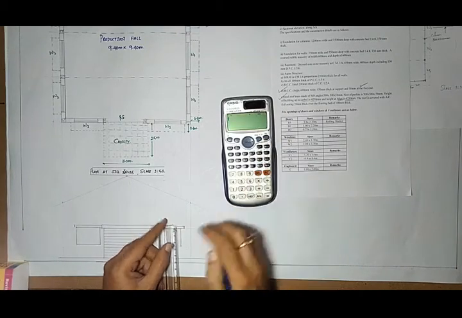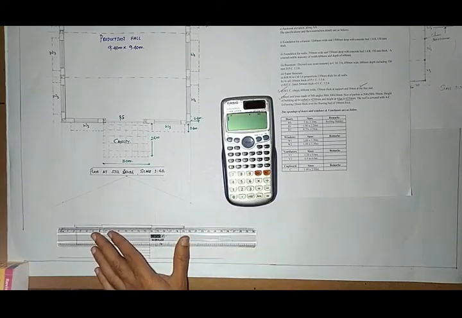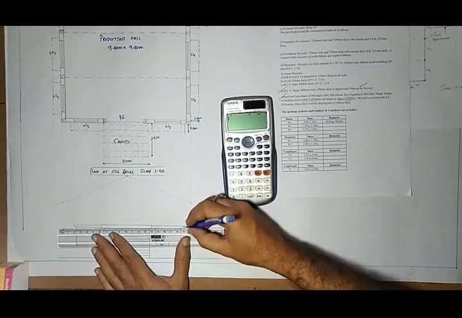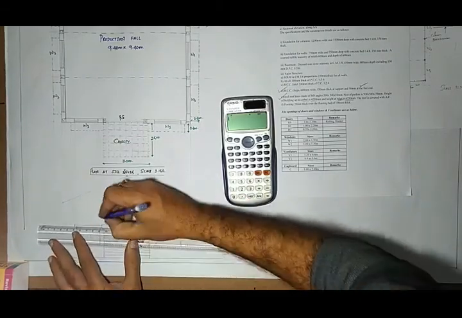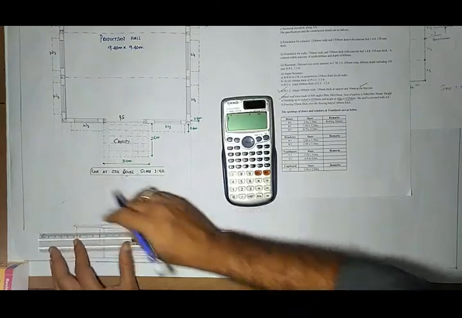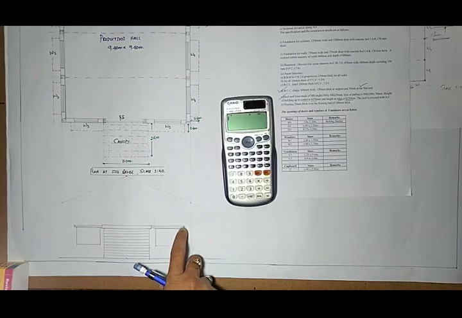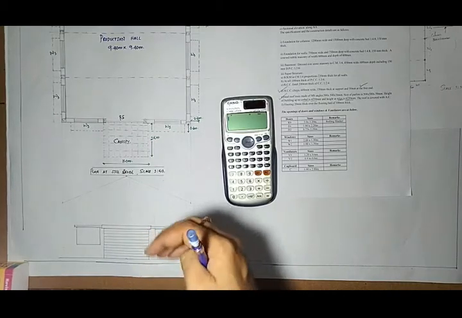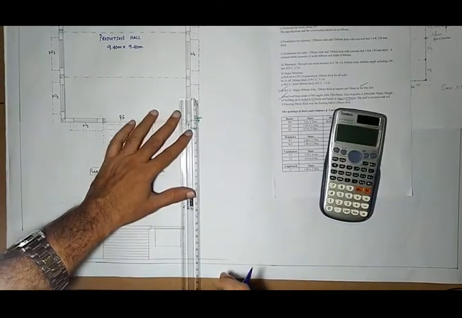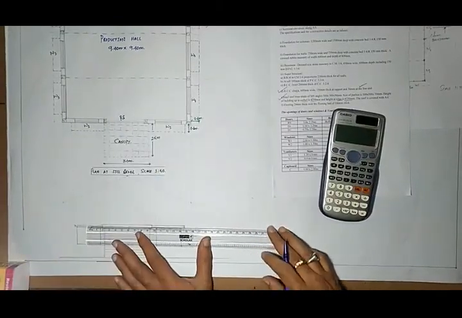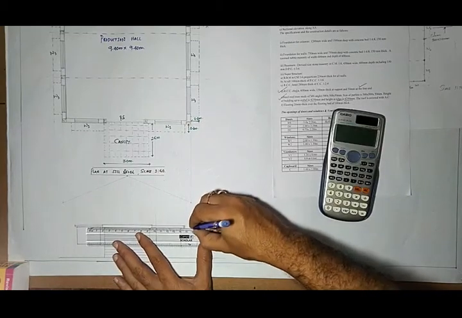To the scale it will be 0.1. Mark it out 0.1 here, and you draw two lines. So you have to mark like this, and here also you have to mark 0.1. So this indicates thickness of chajja 150 and 50 at the front end, at the free end. And here also you have to show the thickness of chajja of the side windows.